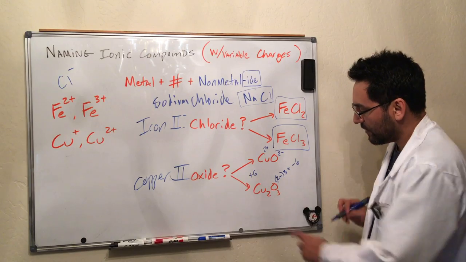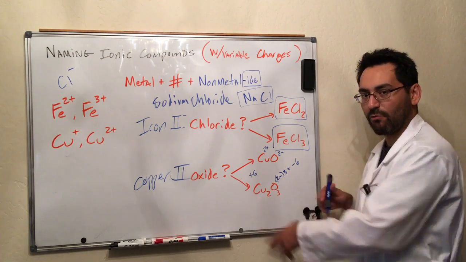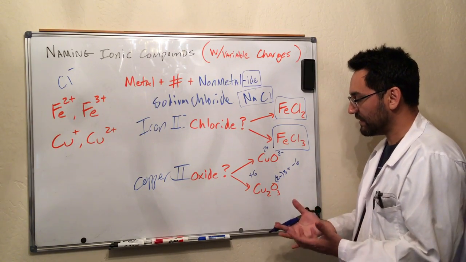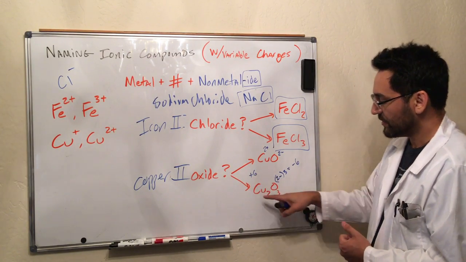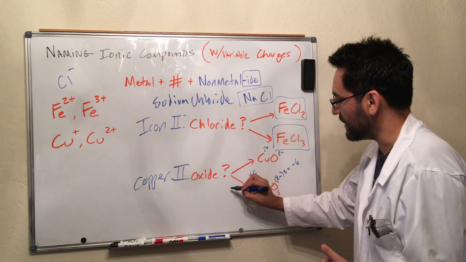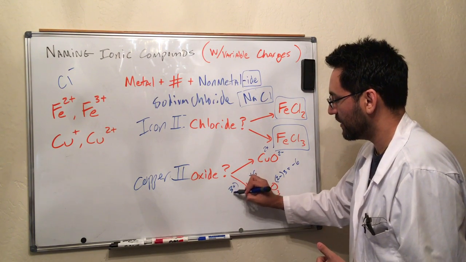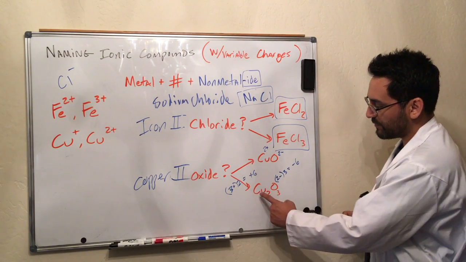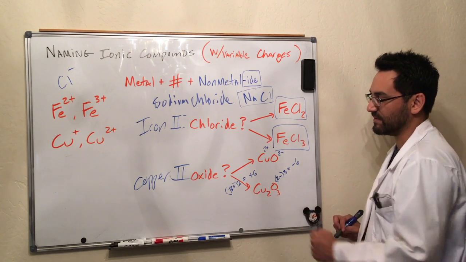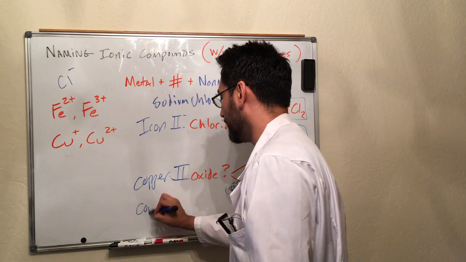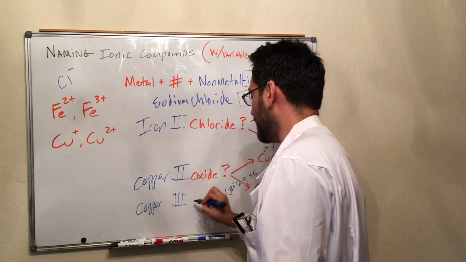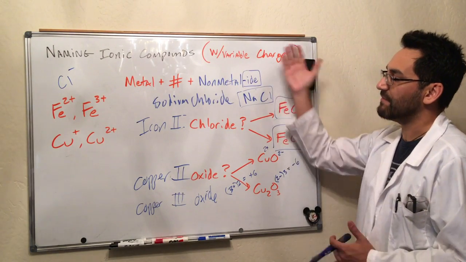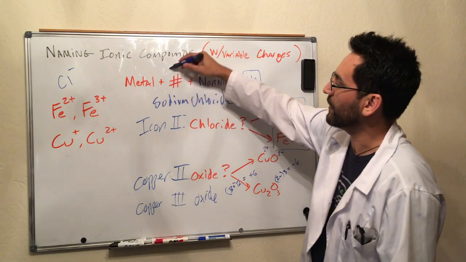So +6. But there's 2 coppers. So it's not that one copper is +6 and the other copper is nothing. They are both evenly sharing this charge. So each copper here must be 3+. And 3 plus times 2 is what gives us that plus 6. So this would be copper 3 oxide. Copper 3 oxide.